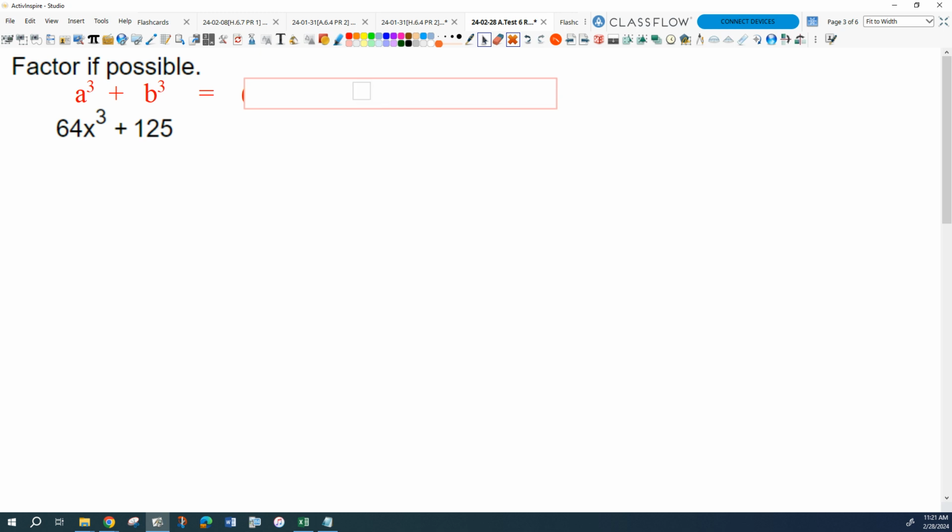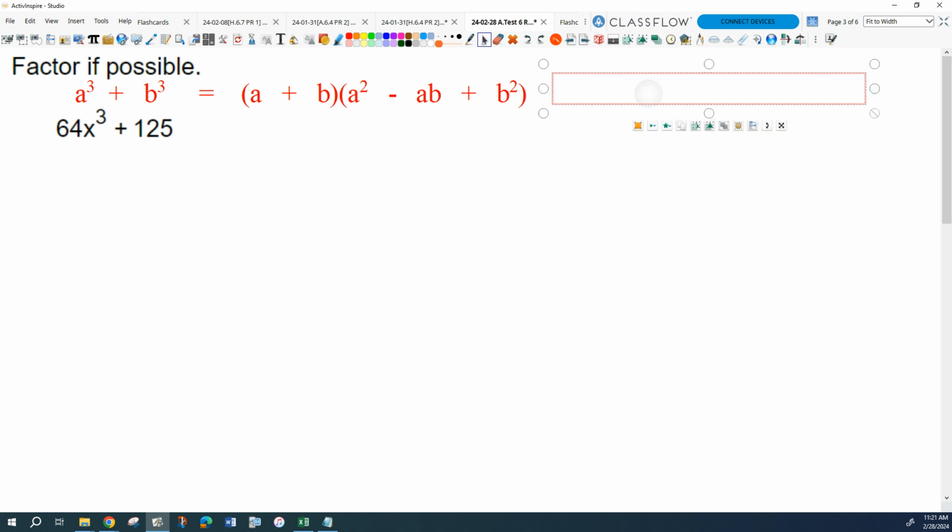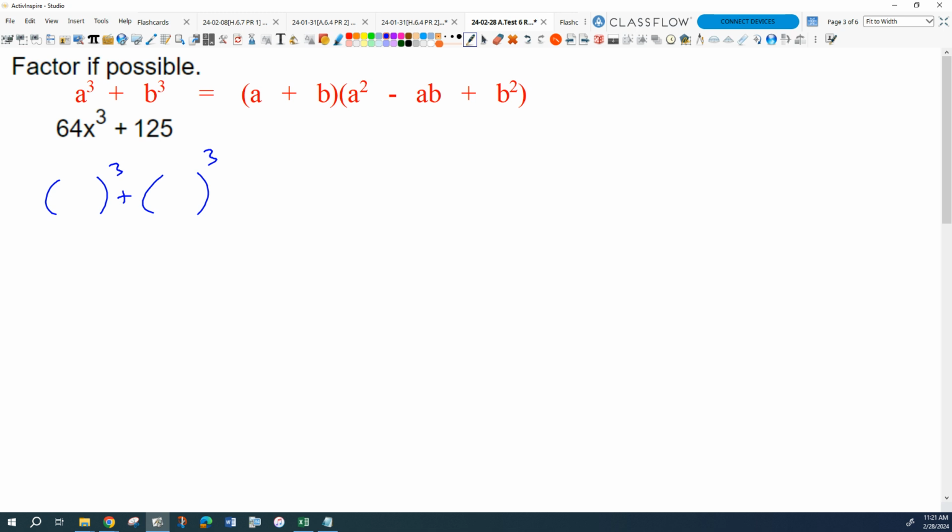A plus B, quantity A plus B, I heard, okay. Quantity A squared plus, what's the next sign going to be? Minus. Remember, it's always same, opposite, plus. AB plus B squared, right? Okay, good. And so then our job is just to figure out what we are replacing the A and the B with. The A is what is replacing whatever we're cubing to get the first term. The B is what we're cubing to get the second term.